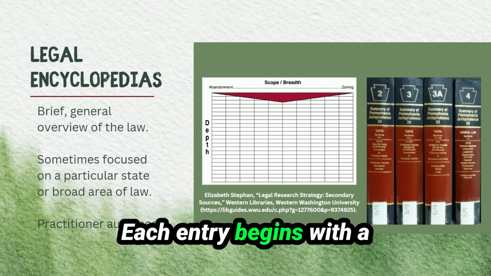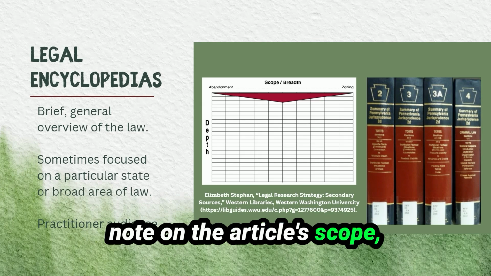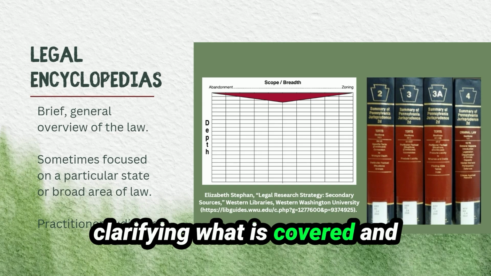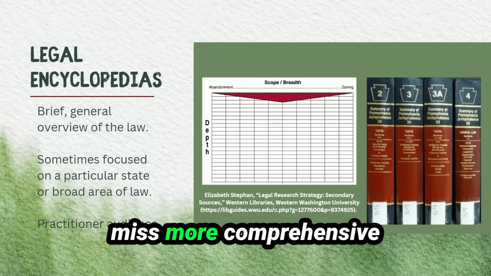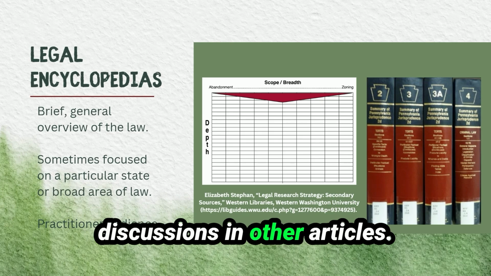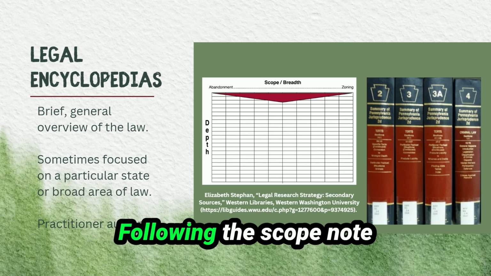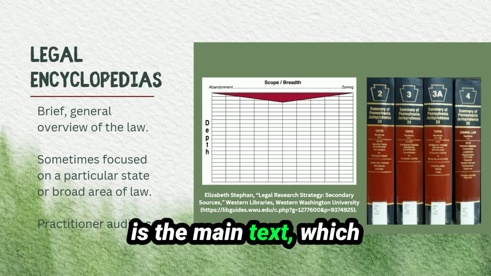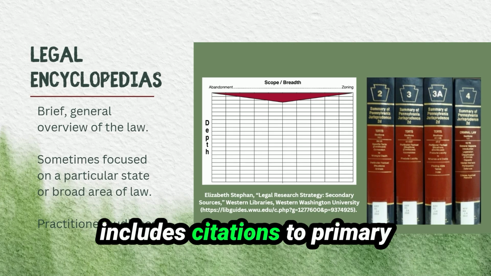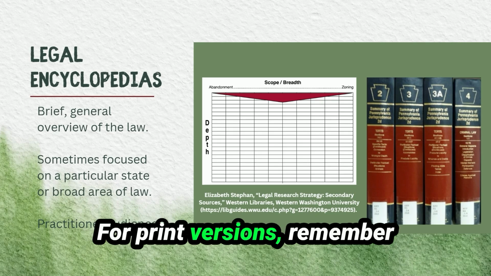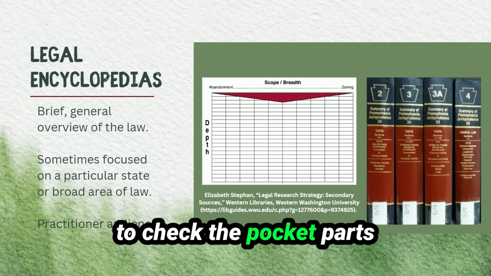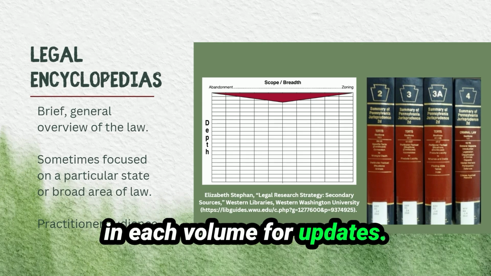Each entry begins with a note on the article's scope, clarifying what is covered and what is treated elsewhere. This ensures you don't miss more comprehensive discussions in other articles. Following the scope note is the main text, which includes citations to primary and secondary sources. For print versions, remember to check the pocket parts in each volume for updates.